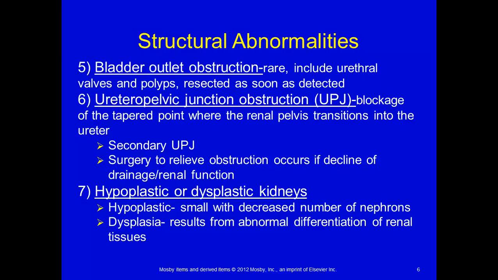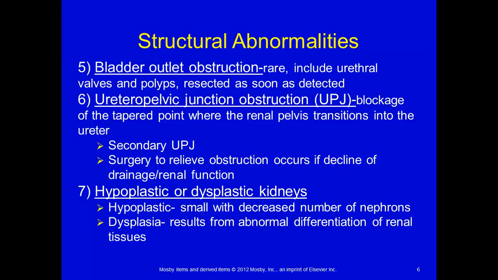Great. All right, and then the next one, kind of a mouthful, ureteropelvic junction obstruction, UPJ, is a blockage of the tapered point where the renal pelvis transitions into the ureter. Remember last week when we talked about the structure and the anatomy of the kidney, and that right as the urine leaves the kidney, it goes through that area, that pyramid-shaped thing in the middle of the kidney called the renal pelvis that turns into the ureter. That's where there's a tapered, strictured area, a tight area, and that obviously then blocks the flow of urine out of the kidney.